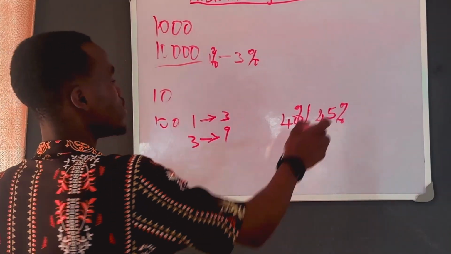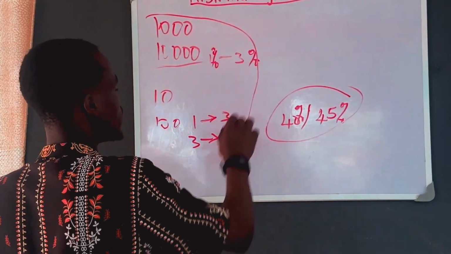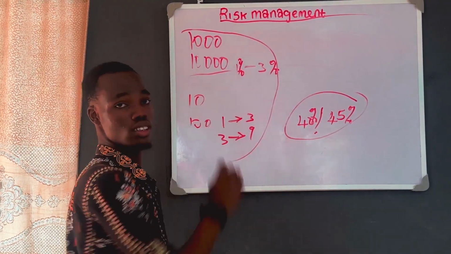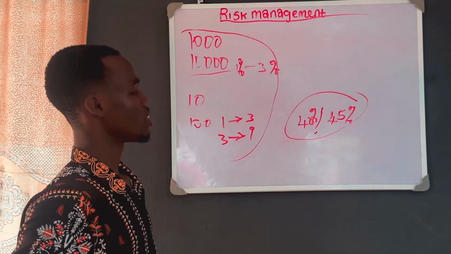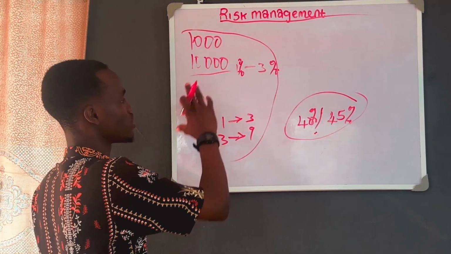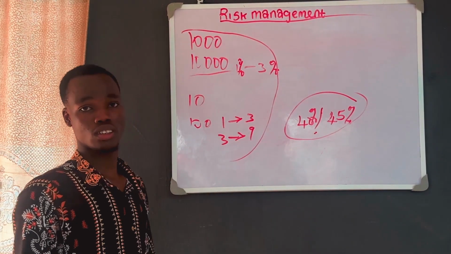Now, all this will matter if you understand how to manage this. So that is one definite thing when it comes to risk management. Now, apart from your risk percentage, another thing you want to look at is your leverage.